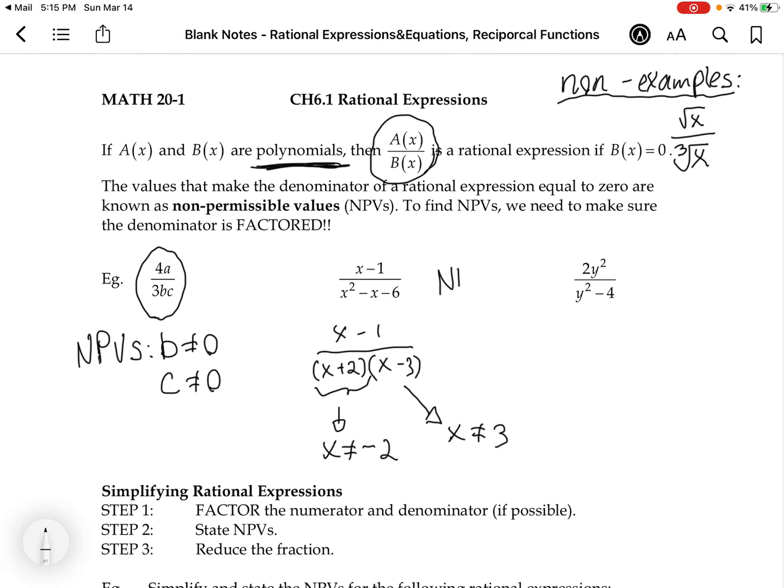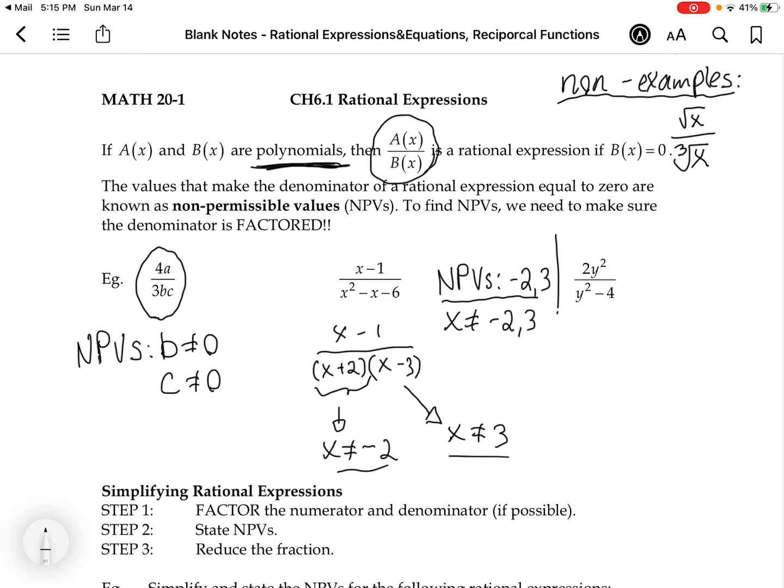Okay, so you could write non-permissible values, -2 and 3. And because there's only one variable here, you can kind of write it out like a list, like I did at the top here. In the first example, there were two variables. So we had to specifically say b can't equal 0 and c can't equal 0. When we only have one variable, you can list it this way. You can say x cannot equal -2 or 3. Okay, you can state that either way. Or you can do it the way that we did it here at the bottom. That's fine too. Okay. All right, let's try another one.